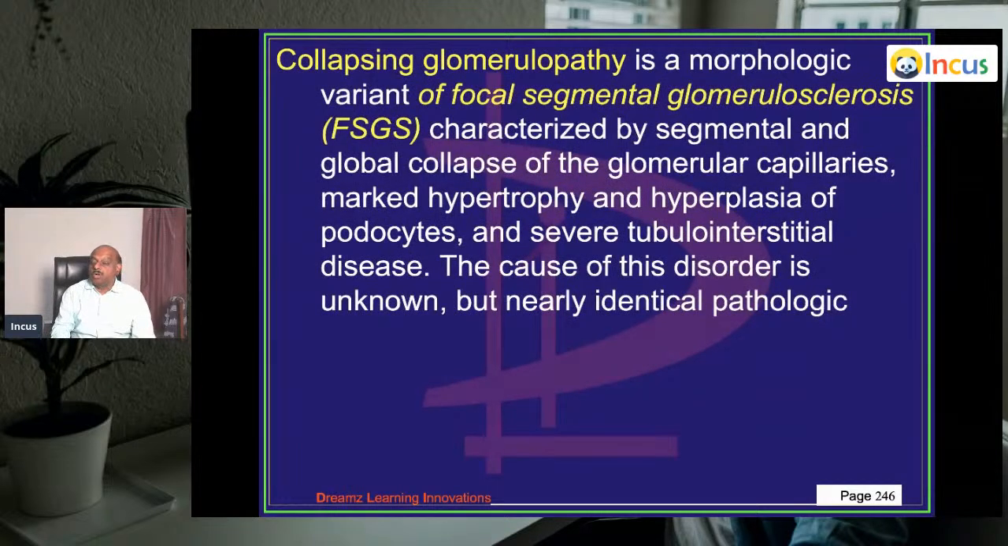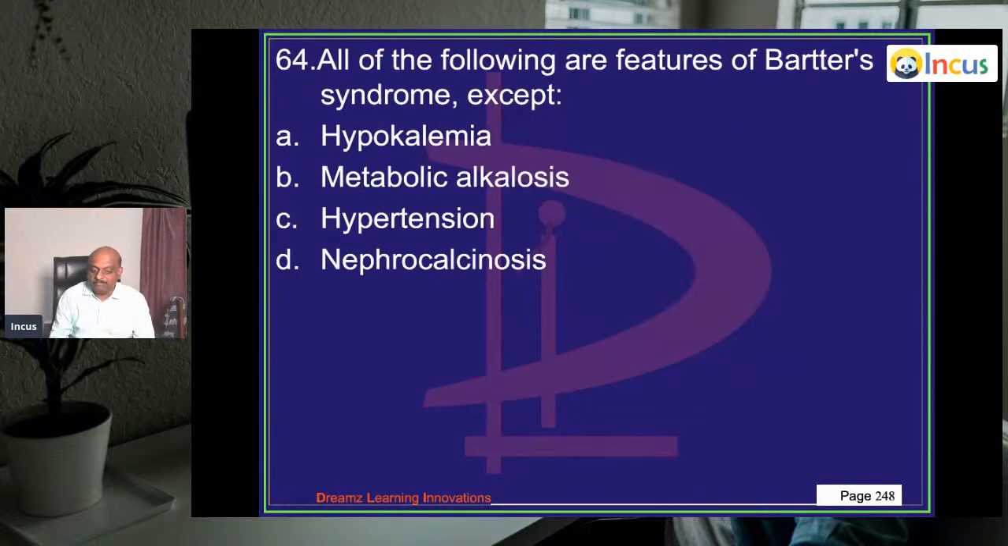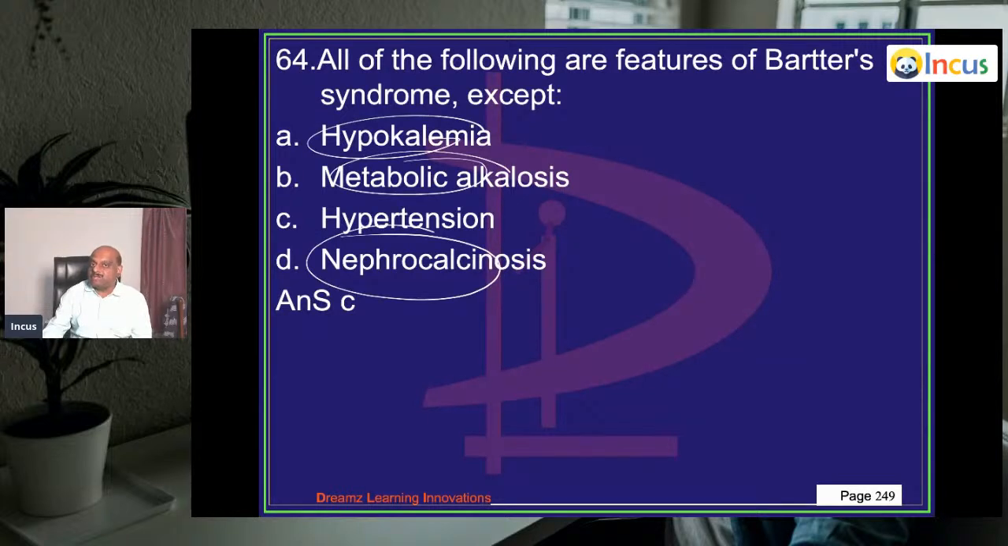It's also called collapsing glomerulopathy. In Bartter's syndrome, what do you get? You get hypokalemia, metabolic alkalosis, nephrocalcinosis.